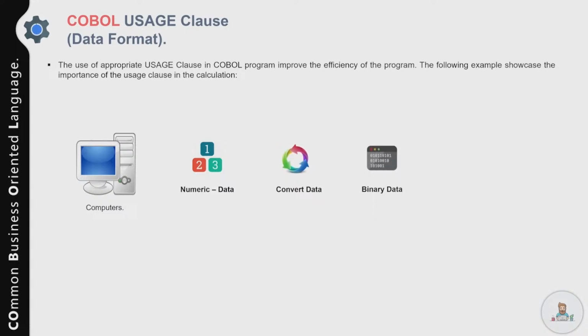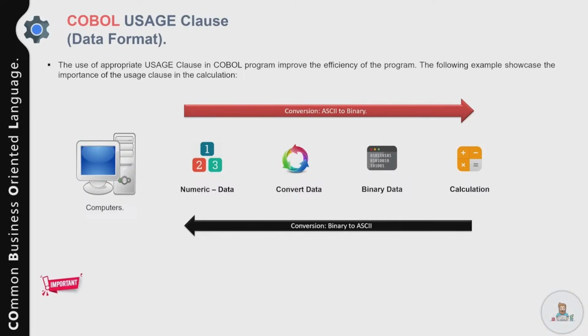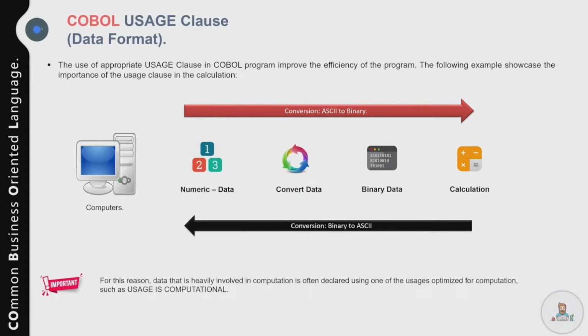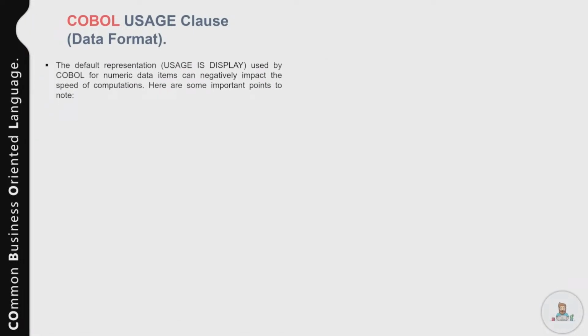Due to this fact, when calculations are done with numeric data items using usage is display, the computer has to convert the numeric values to their binary equivalent before the calculation can be done. When the results are computed, the computer has to reconvert them to ASCII digits. This conversion of data from ASCII to binary and from binary to ASCII slows down the computation process. Due to this, data that is heavily involved in computation is often declared as usage is computational, that is optimized for calculation.